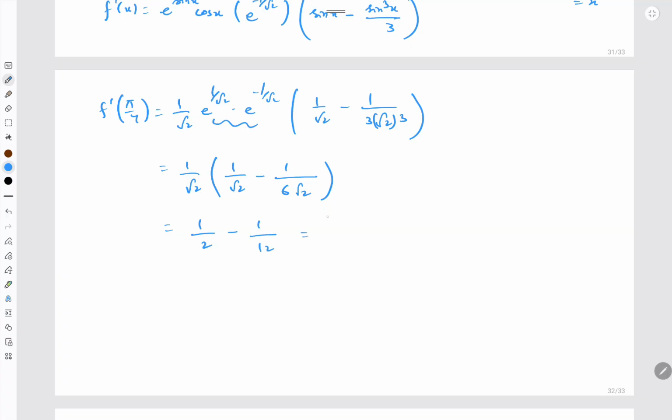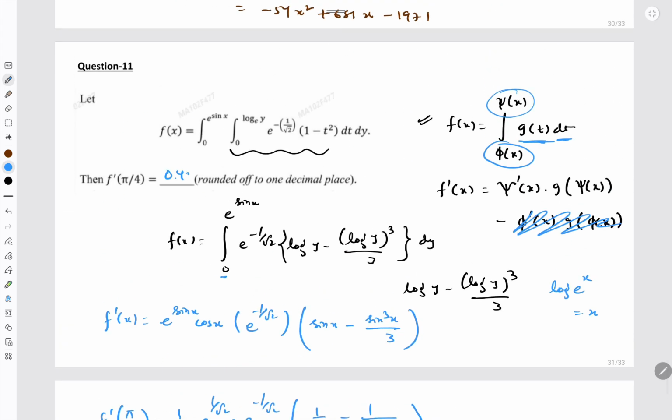So that will be equal to, with 12 as the denominator, 6 minus 1, 5 upon 12. So that is approximately 0.42. So approximately 0.42 is my answer to this question.